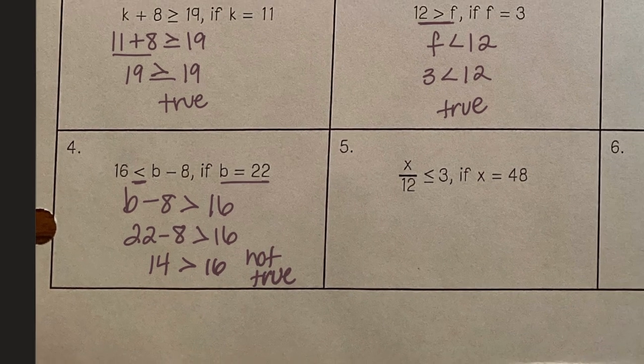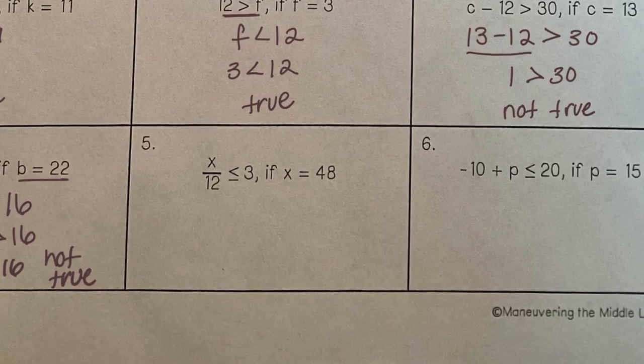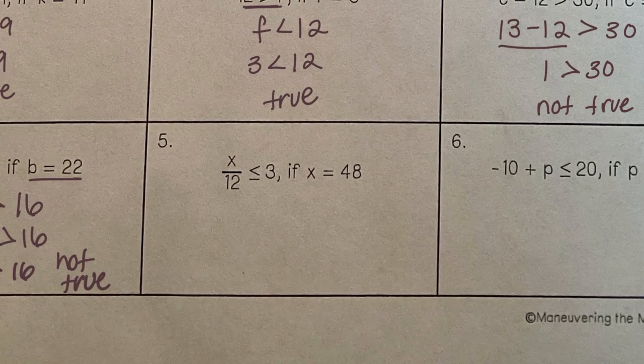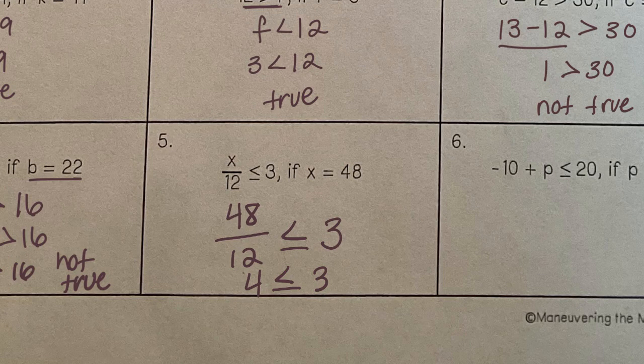Okay, and for question 5, I have x divided by 12 is less than or equal to 3 if x equals 48. If I substitute in my value for x, which is 48, over 12, which is less than or equal to 3, I'm going to rewrite that. I know 48 divided by 12 is 4. And is 4 less than or equal to 3? No, this is not true.